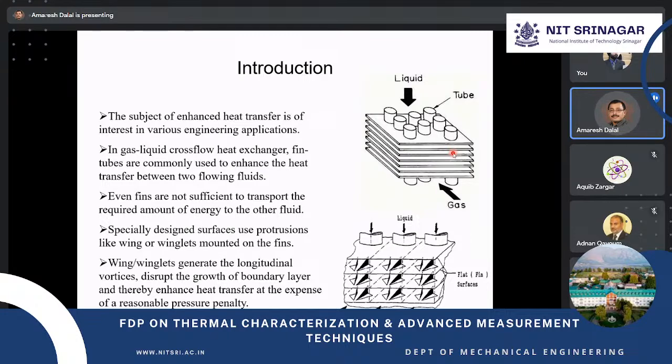So if you increase the area, obviously the heat transfer increases. That means that way we can enhance the heat transfer. But there is another way, where we can attach some kind of protrusion to the fin. What it actually does is break the boundary layer, and there will be some kind of longitudinal vortices. I will show this in later slides. Then it carries the heat out from the fin surfaces. So that is the way we can enhance the heat transfer.